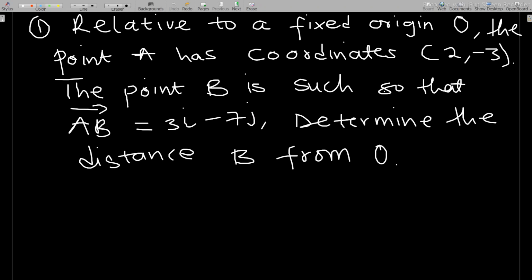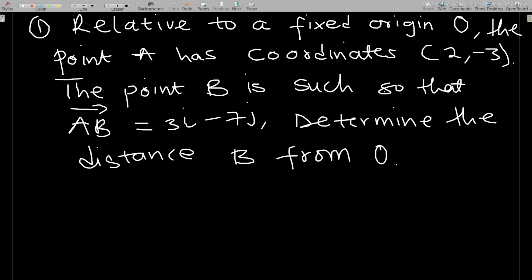All right, so today we're doing examples on vectors addition. We're going to use the ideas that we know in vectors addition to solve this question. So let's read the question together.